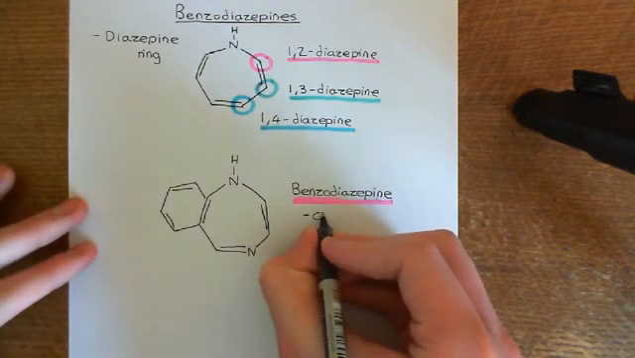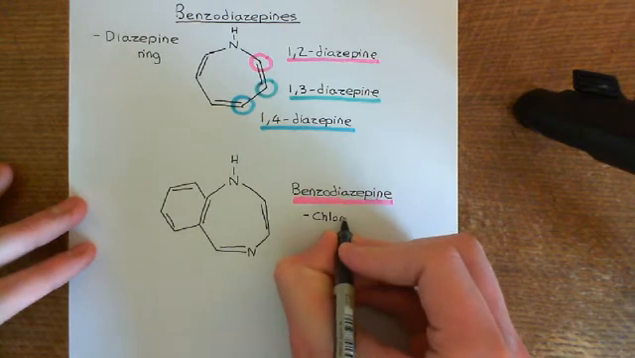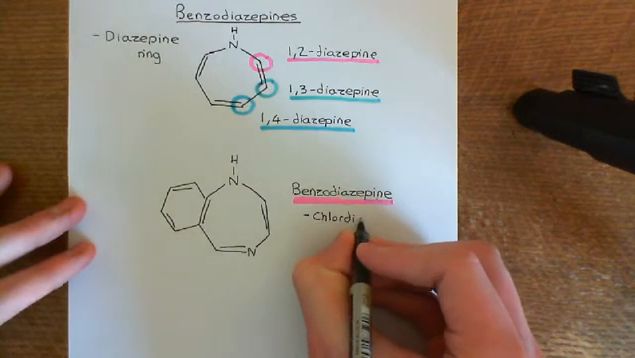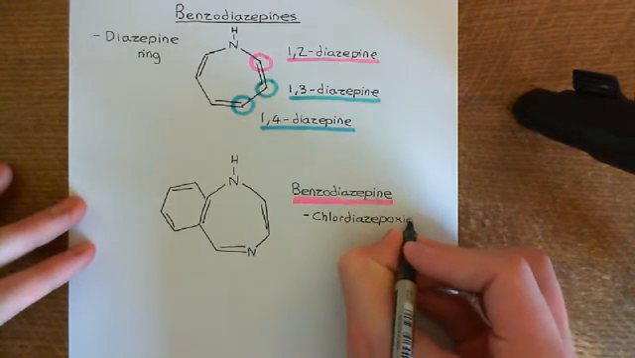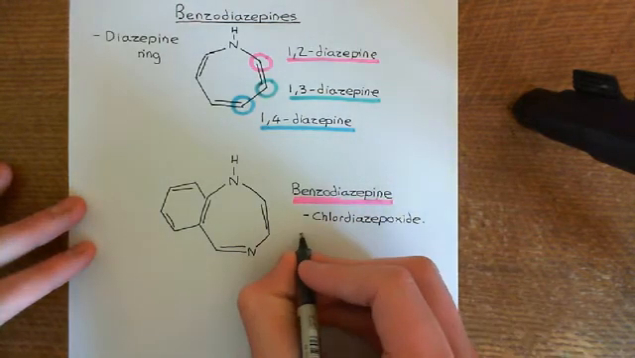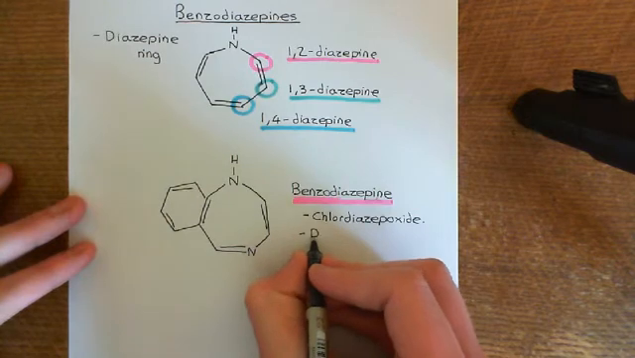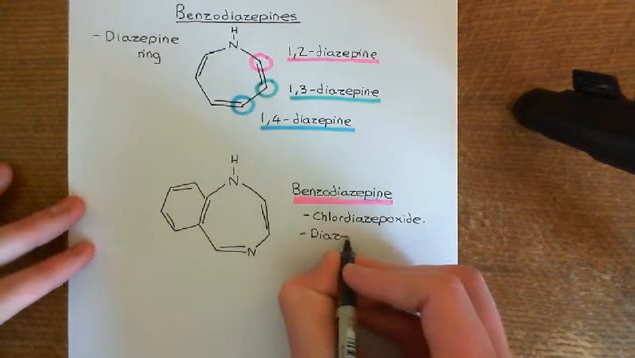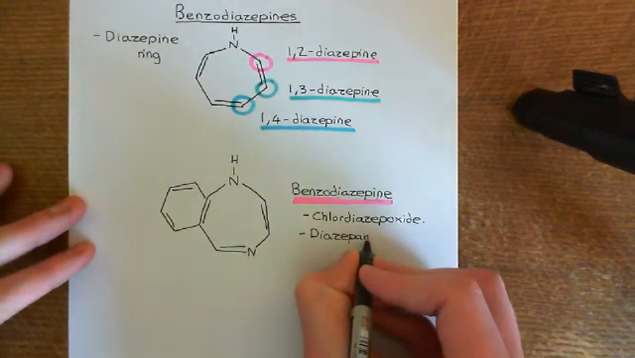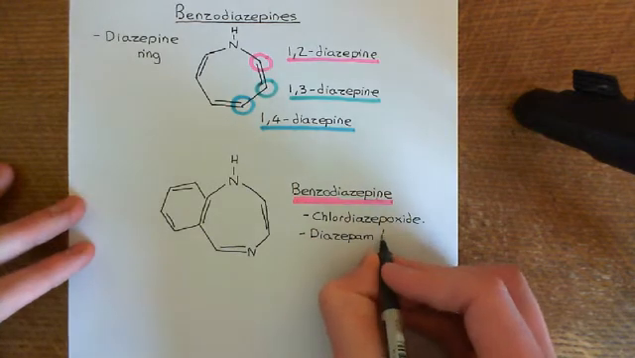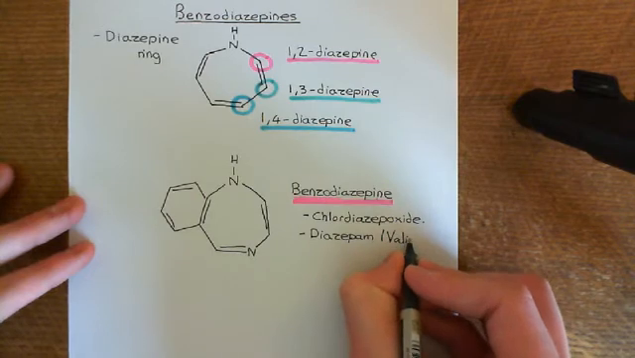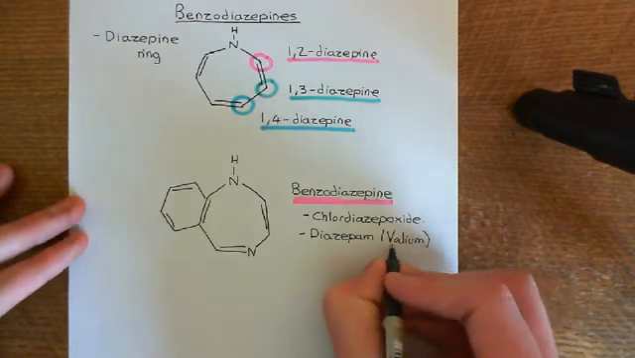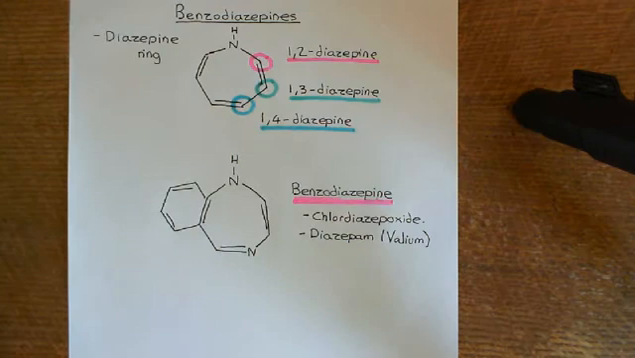So the first one that was discovered by accident years and years ago by Hoffmann and Roche is known as chlordiazepoxide. The most famous one of them all is diazepam. This is a very, very famous drug. Again, like fluoxetine, you probably won't recognize it until I give it its trade name. Its trade name was Valium. So that's the infamous trade name of this drug. Valium is a very famous drug.